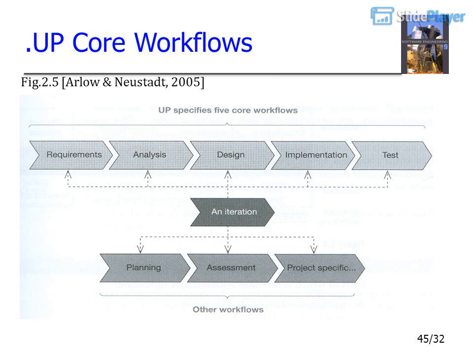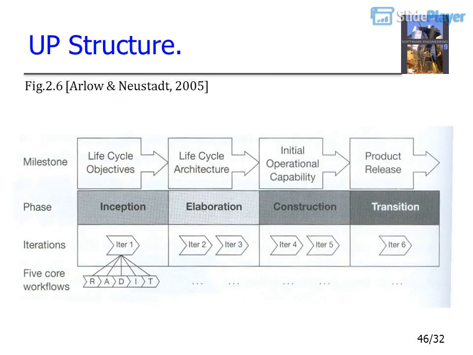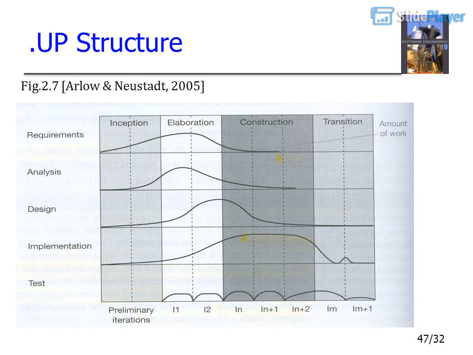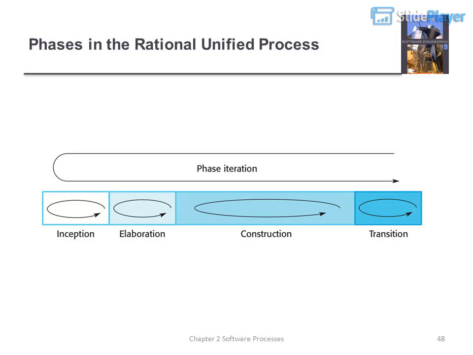Core workflows. Fig. 2.5, Arlow and Neustadt, 2005. UP structure. Fig. 2.6, Arlow and Neustadt, 2005. UP structure. Fig. 2.7, Arlow and Neustadt, 2005. Phases in the Rational Unified Process.